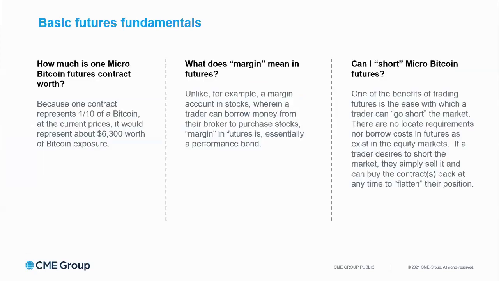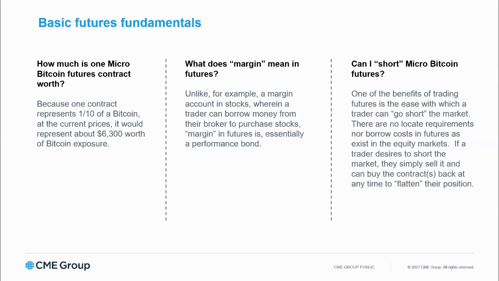Okay, so now getting specific to the micro Bitcoin contract and talking about how much this new contract is going to be worth. Our new micro Bitcoin contract will be worth 1/10 of 1 Bitcoin. So today Bitcoin is trading around $54,000. The micro Bitcoin contract will have a notional exposure of $5,400.